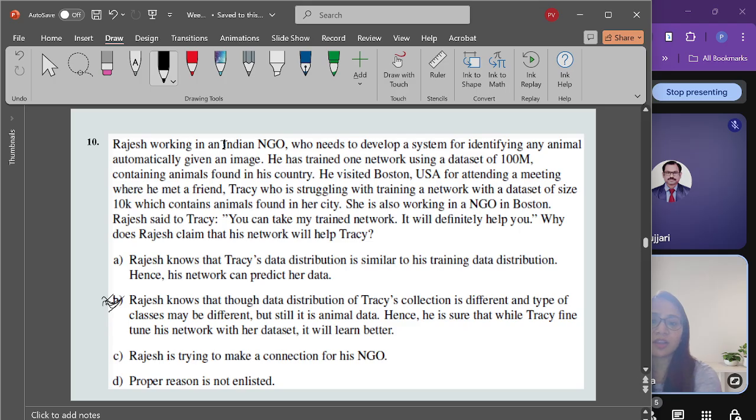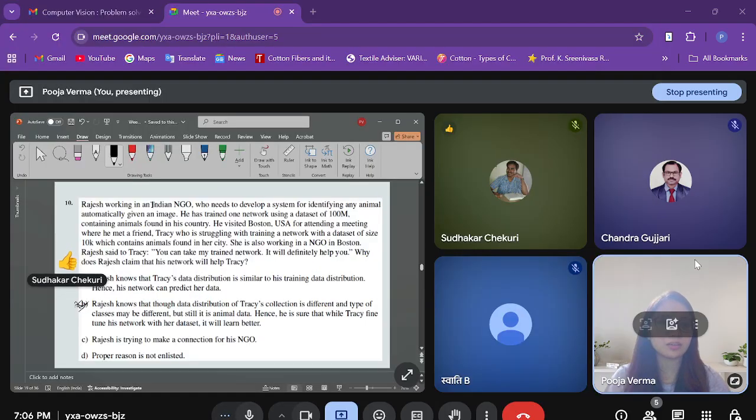It is not certain that his network can predict her dataset. It is not possible. Maybe some animals are different and not included in the 100 million dataset. It is possible because in both regions or countries, some animals, not all, can be different from what he has collected or she has collected. So that's why A cannot be the correct answer for this question. Have you understood why A is not the correct option? Okay, ma'am. Thank you.